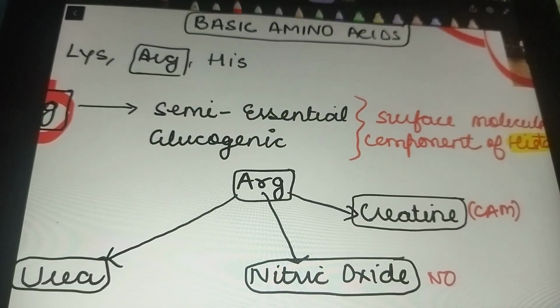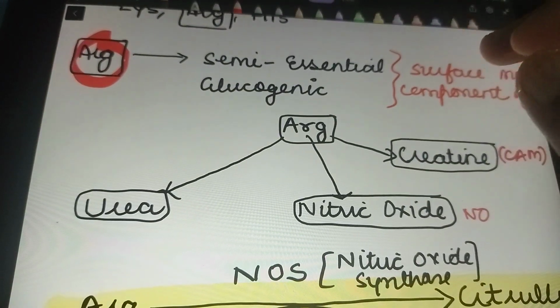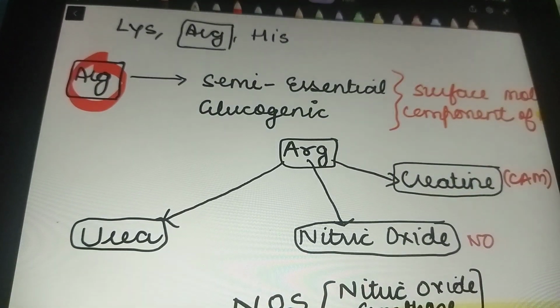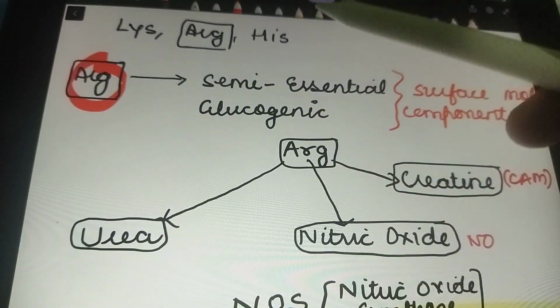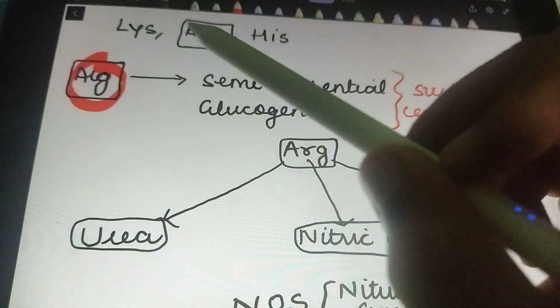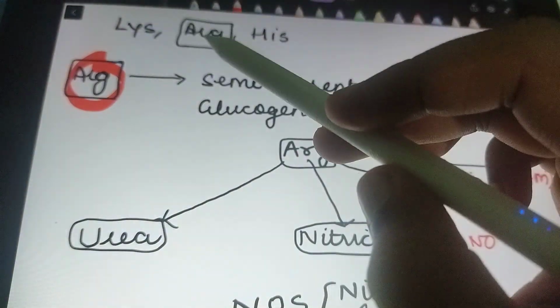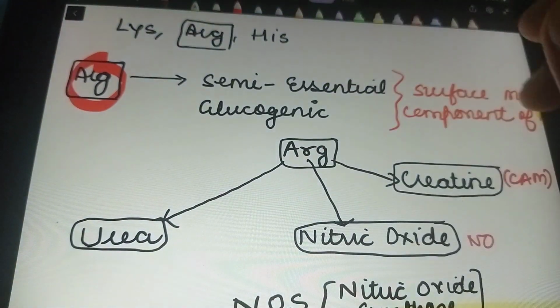You can use different methods to learn this. Anyway, three amino acids are mainly basic amino acids: arginine, lysine, and histidine. Arginine is a semi-essential amino acid. What about lysine and histidine? Lysine is an essential amino acid, but histidine, along with arginine, is a semi-essential amino acid. So lysine is essential, and histidine is semi-essential.